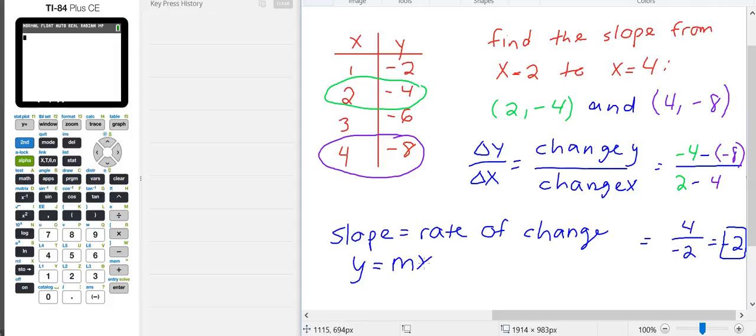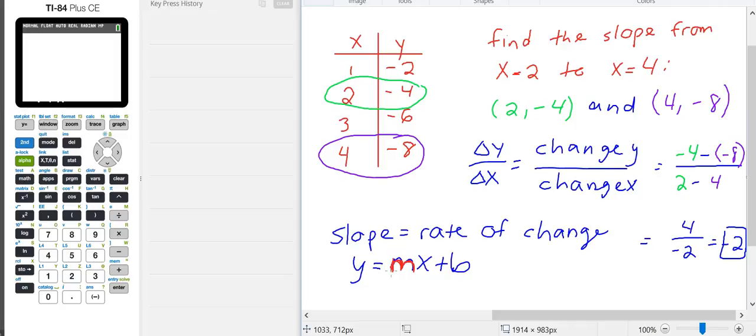And one last thing, whenever you have a line in slope-intercept form, in the form y is equal to mx plus b, your variables are y and x. M is your slope. And b is your y-intercept. We'll discuss that at a different time.